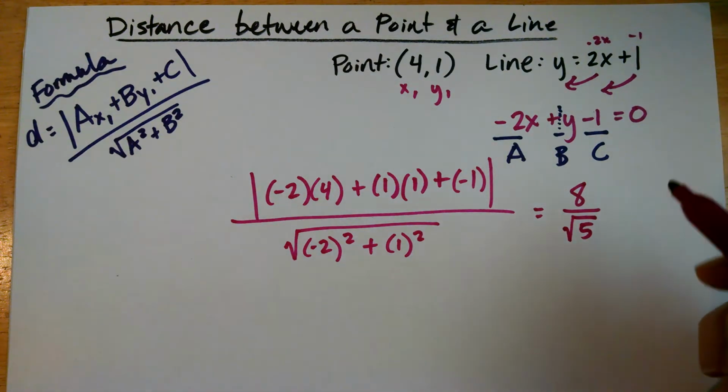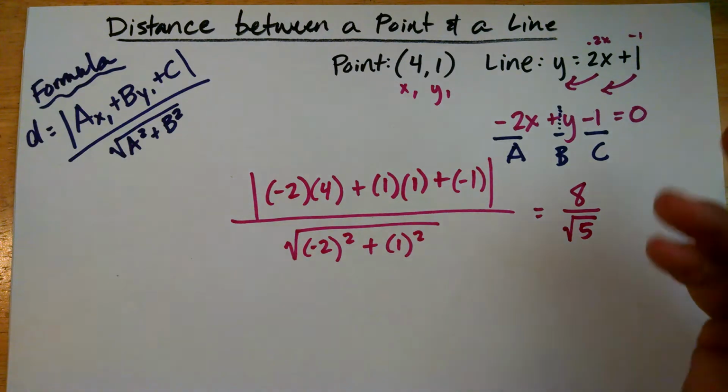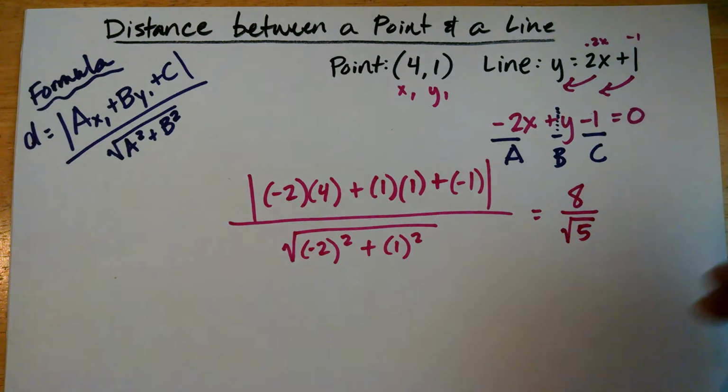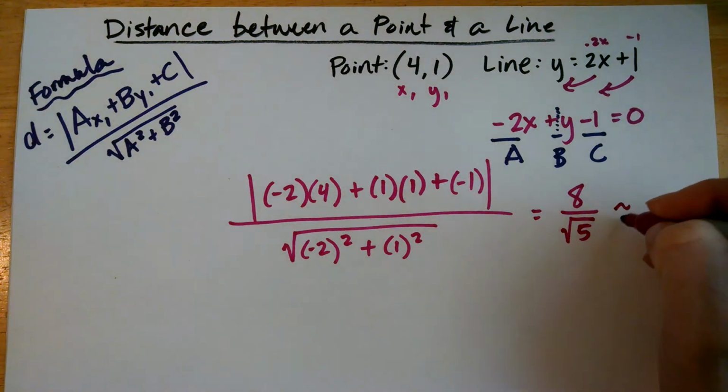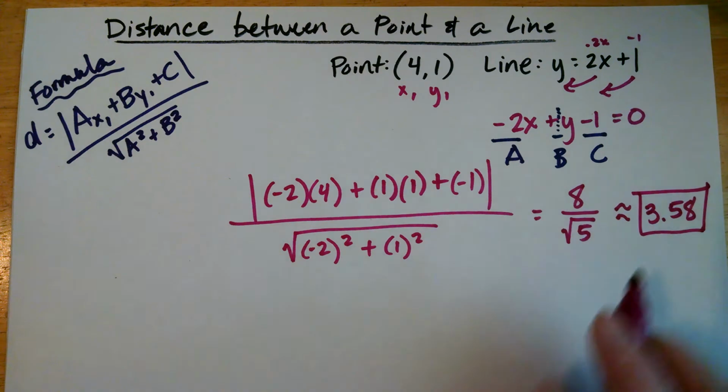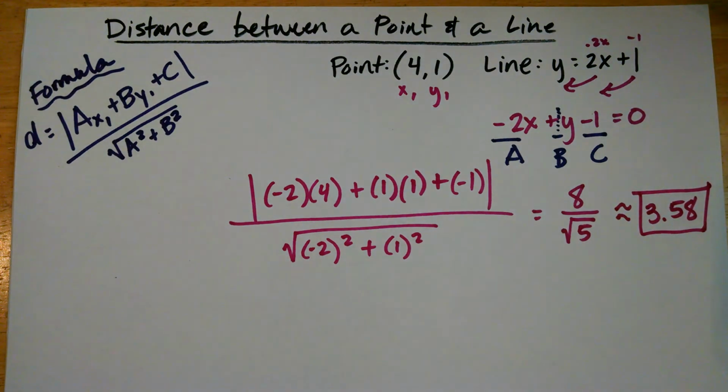So that is the distance between the point and the line, but what does that mean? Well, let's take it to an approximation, since you might be graphing this, or you might want a decimal answer, so you can figure out what's going on here. Approximately, it comes out to 3.58. So that's how many units are between this point and this line. And that's it, just plugging it in.